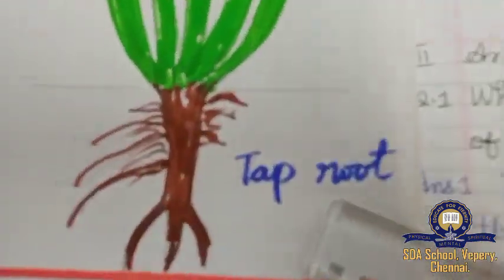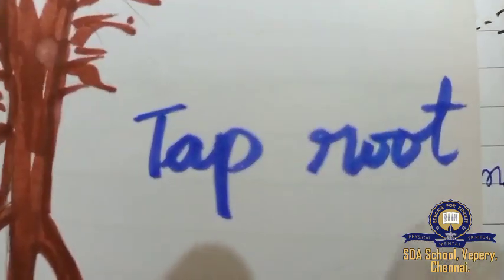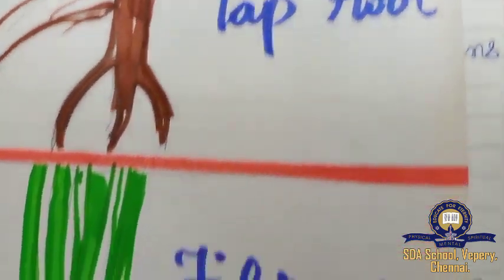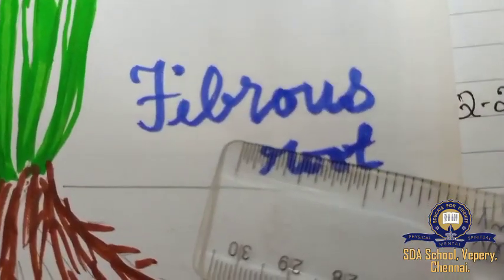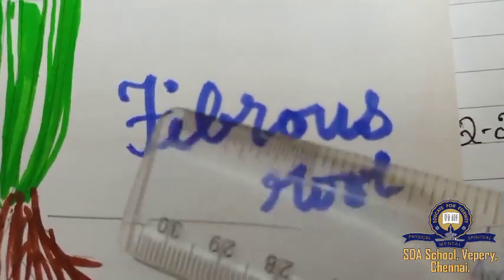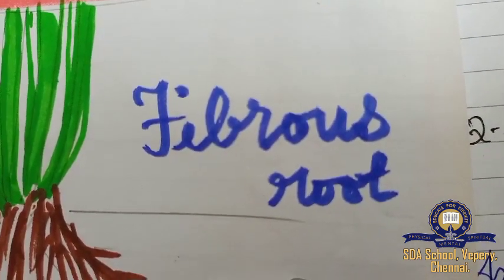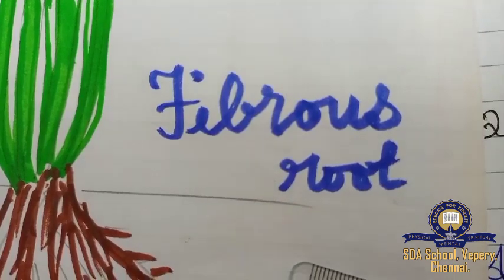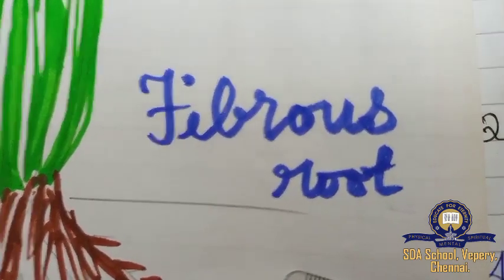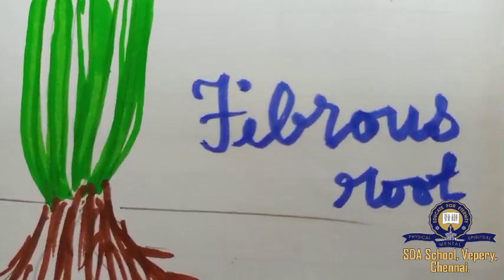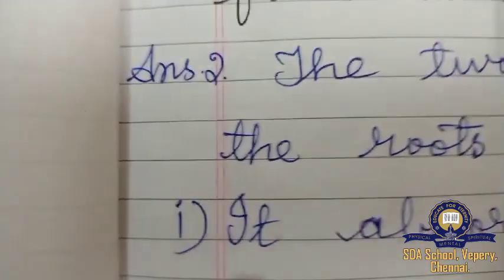Spell the word tap. T-A-P, tap. Root, R-O-O-T, root. Fibrous, F-I-B-R-O-U-S, fibrous. Root, R-O-O-T, root. Fibrous spelling, F-I-B-R-O-U-S, fibrous root.